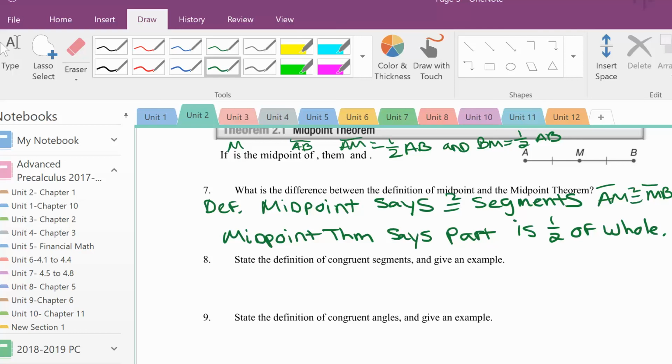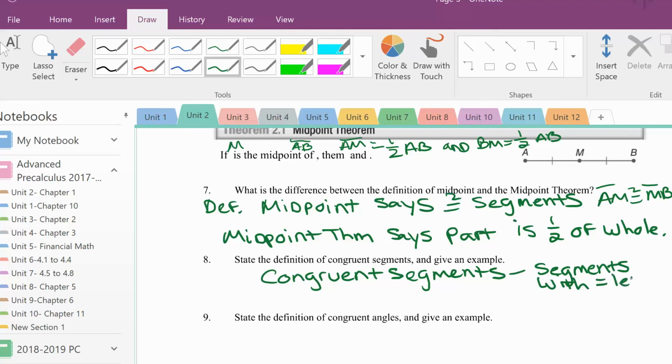So basically, state the definition of congruent segments and give an example. Well, congruent segments are segments with equal length. So for example, AB equals CD means that segment AB is congruent to segment CD.